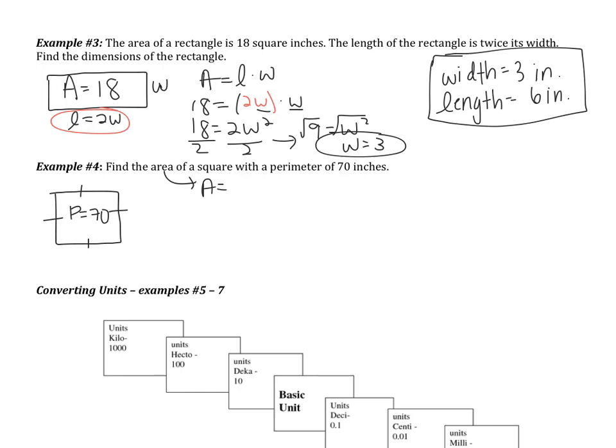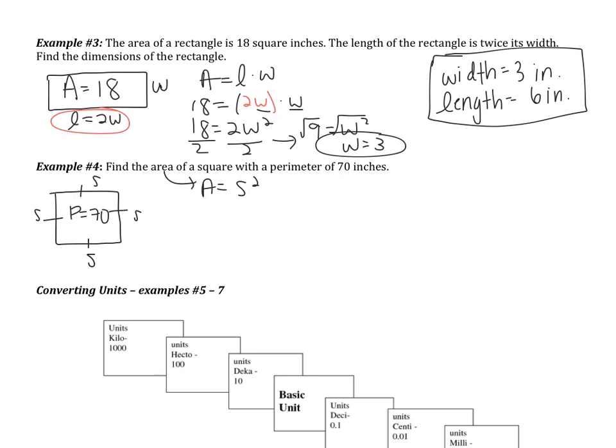Well, I know that the area of a square is take one side and square it, because all the sides are the same. So in order to find the area, I need to know one of the sides. So I need to somehow use this perimeter to find one of the sides. Well, I don't know what any side is, so I'm going to call one side S. They're all congruent, so that means all my sides are S.